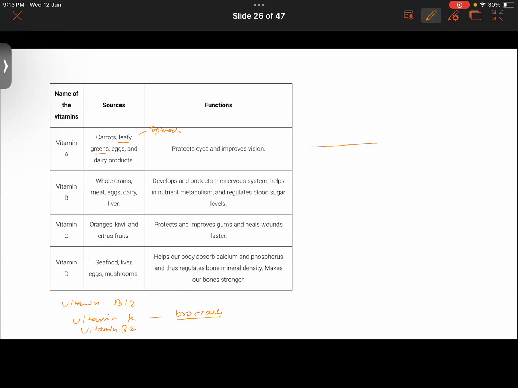For example, you can take an egg. It can contain vitamin D, B, and A. Similarly, talking about egg, egg contains vitamin B12. Vitamin B12 is found in egg, while egg contains vitamin D also. Here also it is written, egg contains vitamin D also. So a food item can contain multiple types of vitamins in it. So that is the thing.